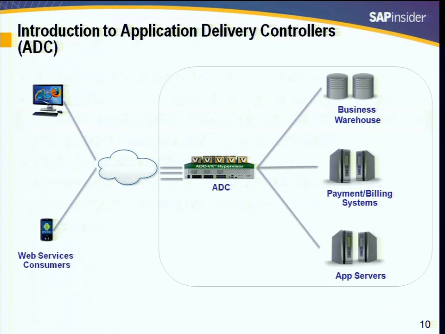So let's take a look at what an application delivery controller is. Application delivery controllers are typically called reverse proxy devices. They sit in a reverse proxy configuration with backend data center services and applications. If you look to the right, there are different types of business services that may be running on your application servers in the enterprise. They could be running in the cloud.